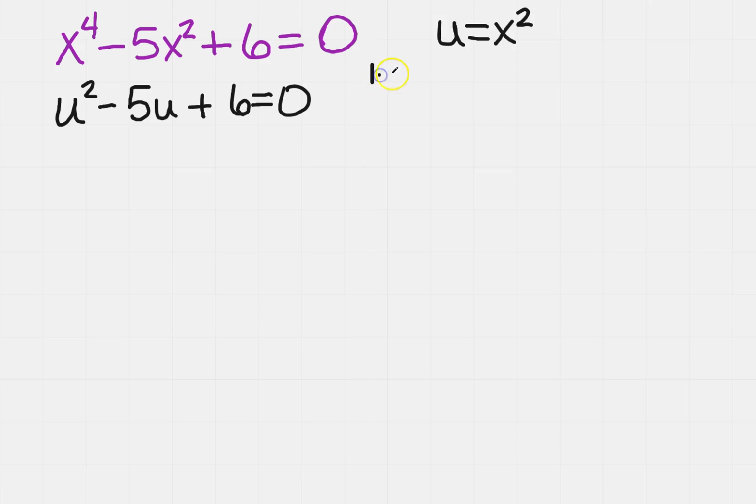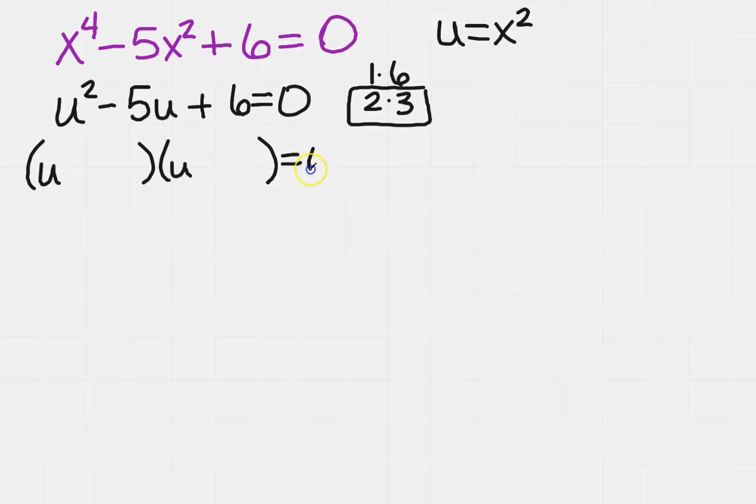So I know the factors of 6 are 1 and 6, and 2 and 3. Now the signs are the same and they're going to add up to 5. So the ones that add up to 5 are 2 and 3. So I'm going to have a u and a u equals 0. I'm going to have a 2 and I'm going to have a 3. The signs are the same. They were both minus. So there's what I have.